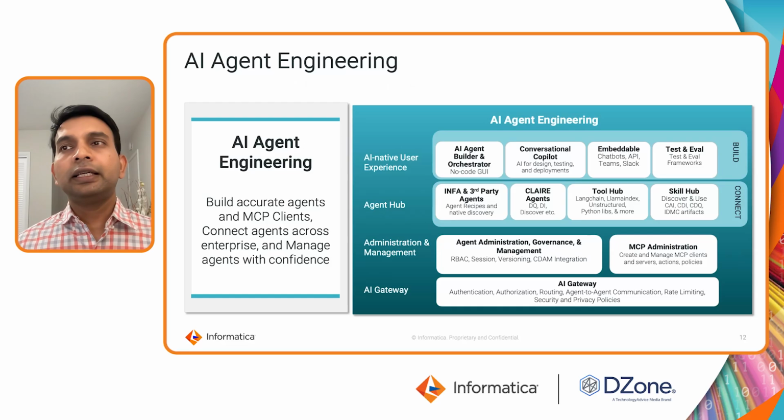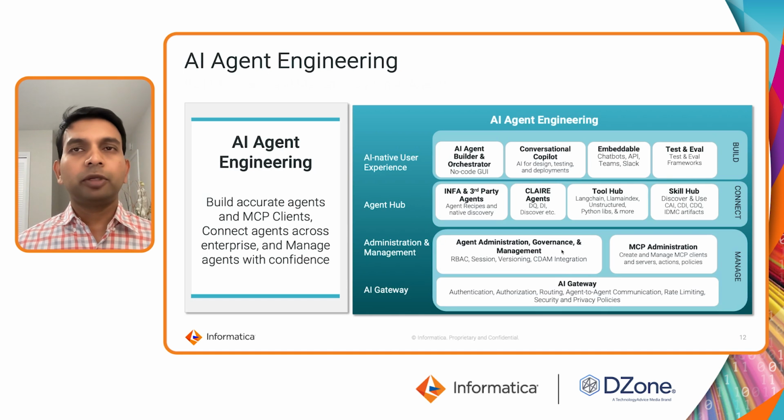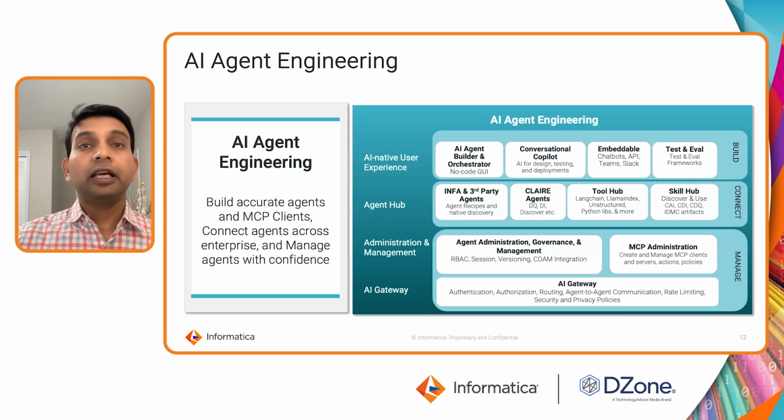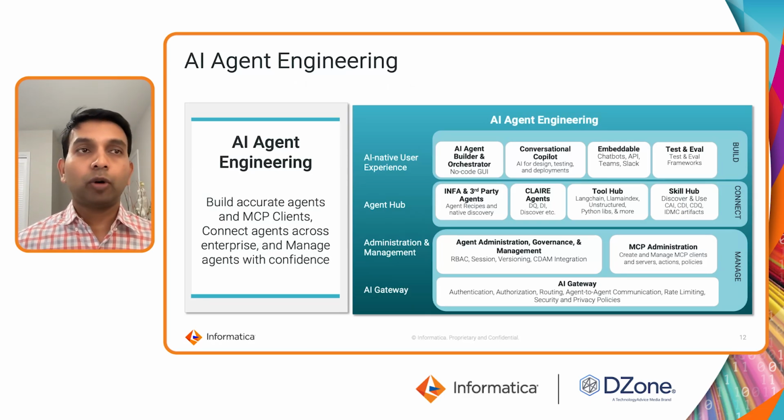The third part is the MCP administration and AI agent administration governance. And all this is very critical. You want to make sure once you build your AI agents, they're governed securely. Only the right people have the right access, and they have the right authentication policies.